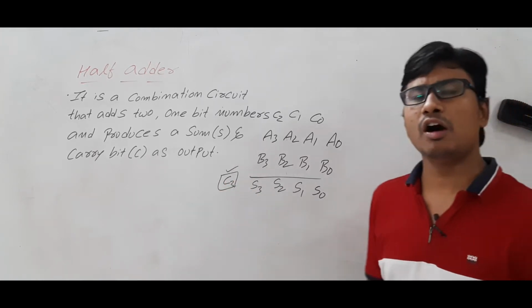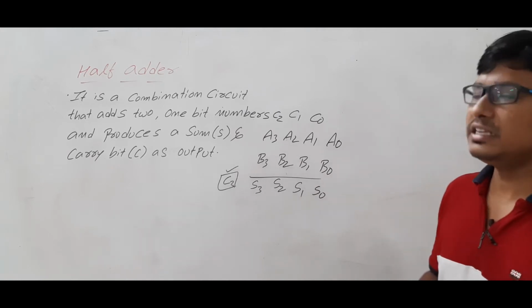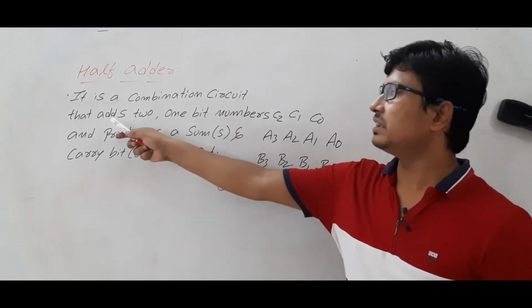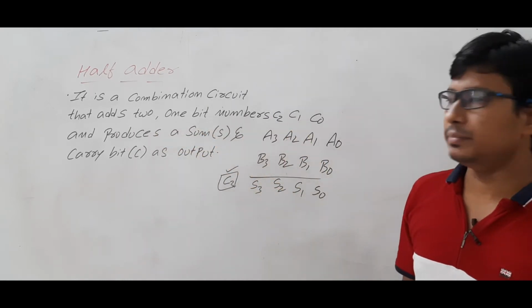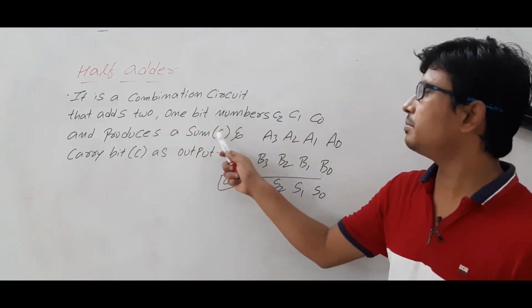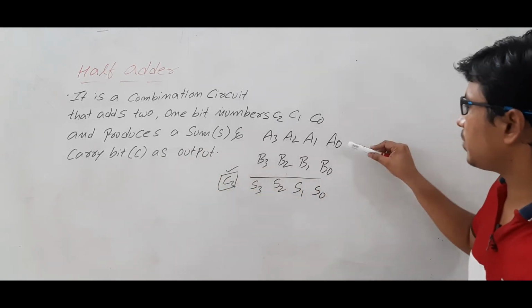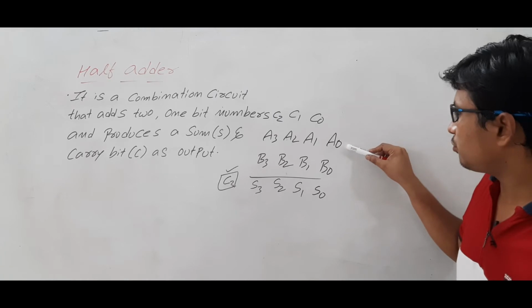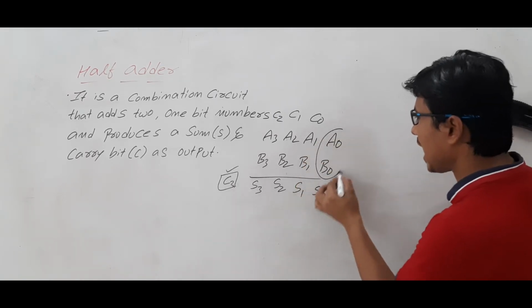Now coming to the half adder. This was about the adder. What is meant by half adder? It is a combinational circuit that adds two 1-bit numbers and produces the sum and the carry bits as an output. So it can perform addition of two 1-bit numbers. So these two can be added.